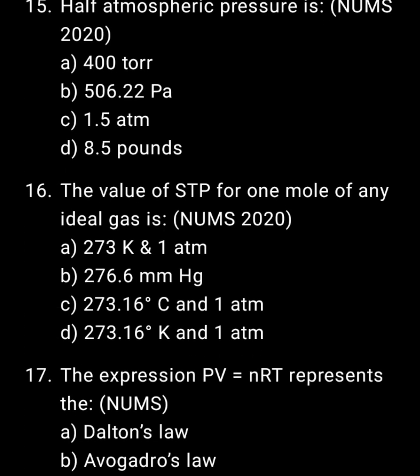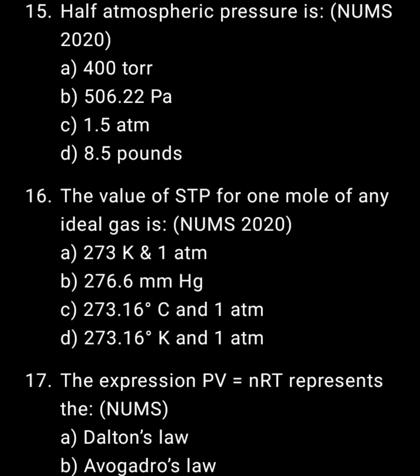15. Half atmospheric pressure is NUMS 2020. A. 400 torr. B. 506.22 pascals. C. 1.5 atmospheres. D. 8.5 pounds.